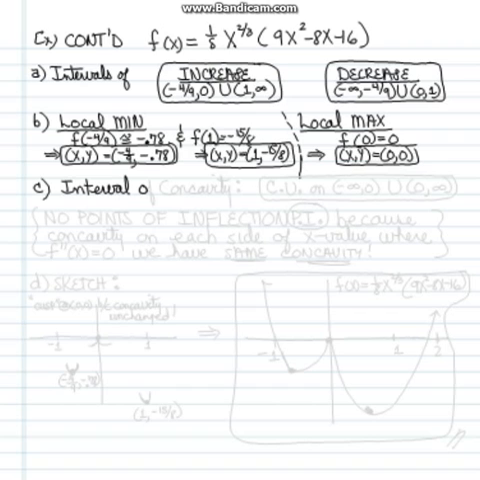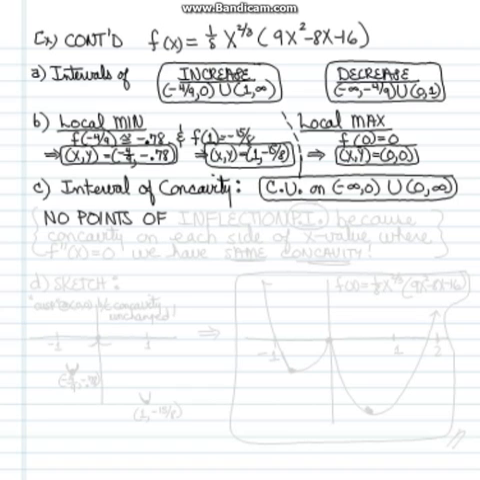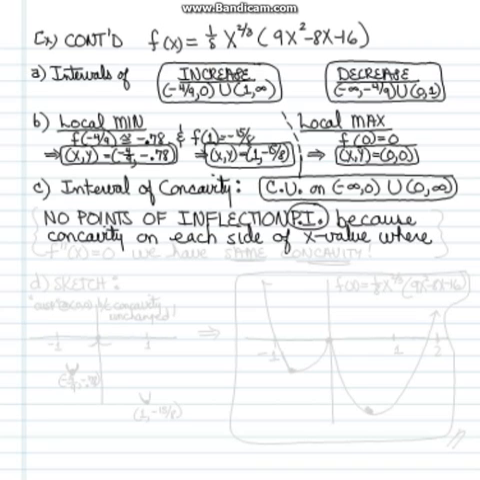Part C, let's find the intervals of concavity. Look back at the sine graph and you'll see that we got concave up for x values from -infinity to 0 together with x values from 0 to infinity. And we also make a note that there were no points of inflection, because the concavity on each side of the x value, x equals 0, where f prime of x equals 0, was the same. Look back at the picture. We had the same concavity on both sides of that point, x equals 0.